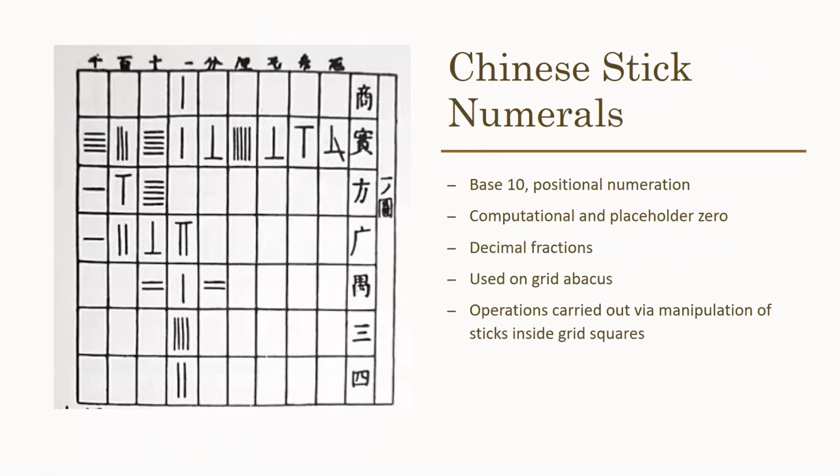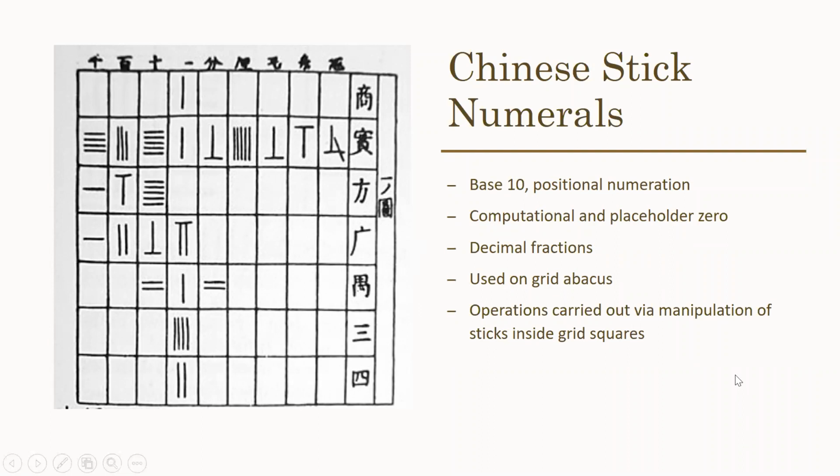Okay, the Chinese had stick numerals. It was a base 10 system with positional numeration. So you can see these are the different positions here. These are numbers that indicate the different positions. They also did decimal fractions. So you'll notice that this is the ones column. There's a tens column and a bunch of different columns. This is tenths, hundredths, and thousandths. It's kind of backwards from what we would think of.